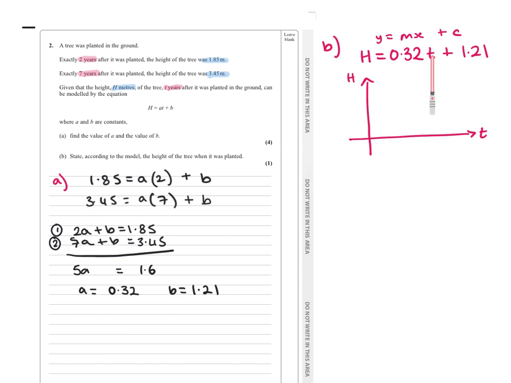Okay, so there's a few ways you can look at this. When t equals 0 is when it was planted. When t equals 0, our height of our tree was, in fact, here, which is 1.21. Now, again, always bring it back to the context of the question. And the question says it's in meters. So it's 1.21 meters, okay? Please make sure that you write that down. I will accept 121 centimeters as well.